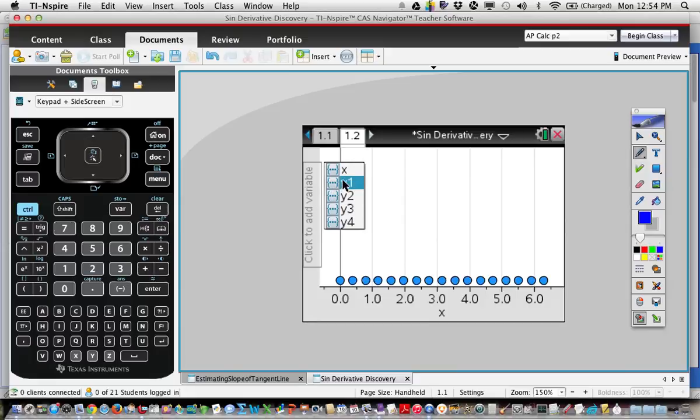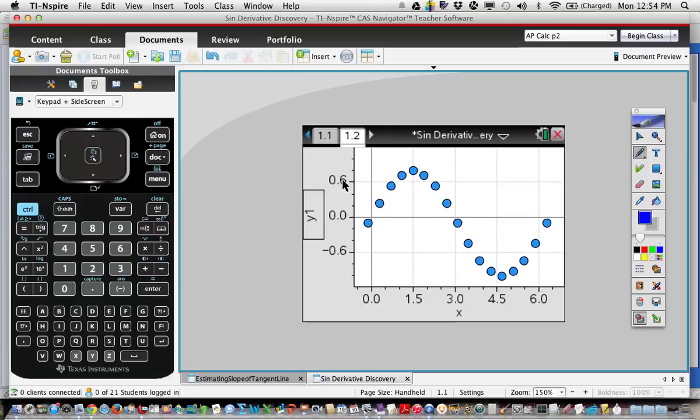Now watch what's going to happen. That is so cool. It gets better. Wait, it's going to get better. That's the sine curve, right? There we go. Those are those sine values.